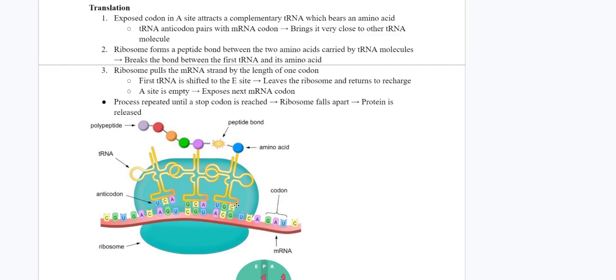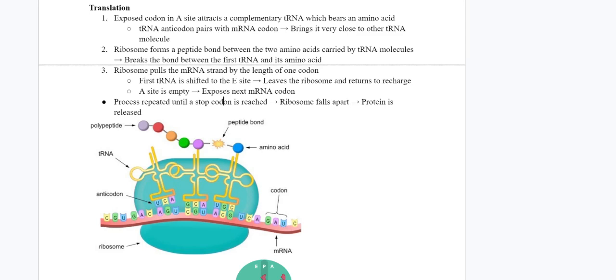The A site is now empty, and it exposes this part, which is the next mRNA codon, and it allows for the tRNA anticodon and the mRNA codon to be bound together. And so this process is continuous. It's like a cycle. It keeps on repeating until there's a stop codon. So if we meet a stop codon, then this process will end.